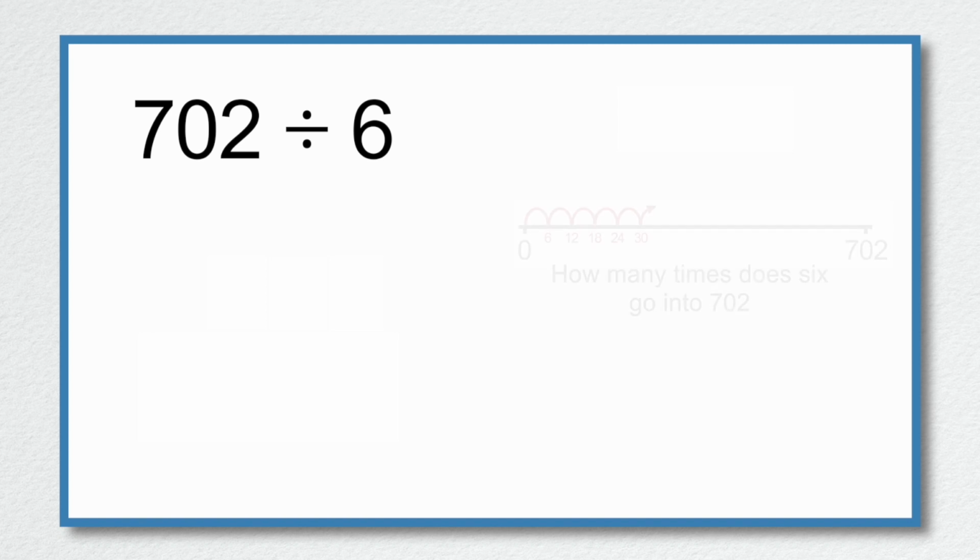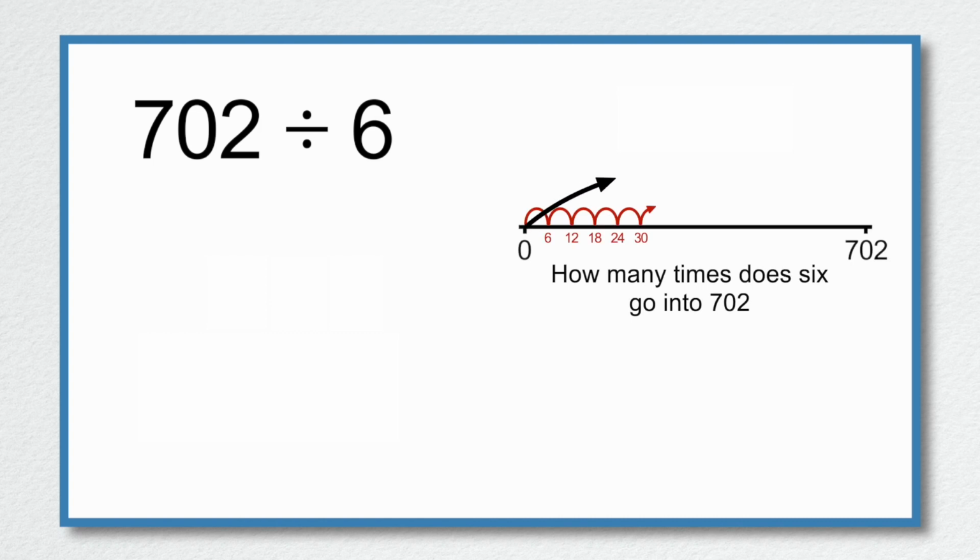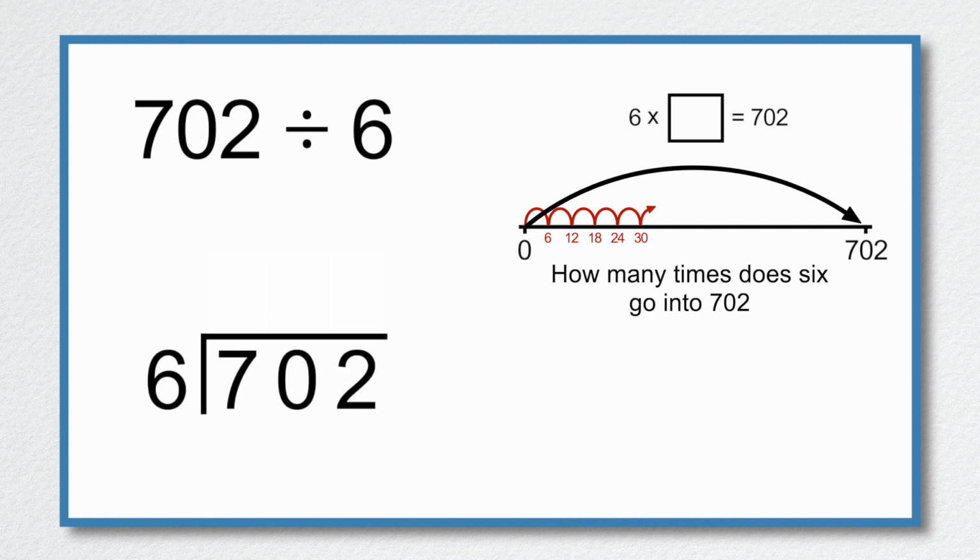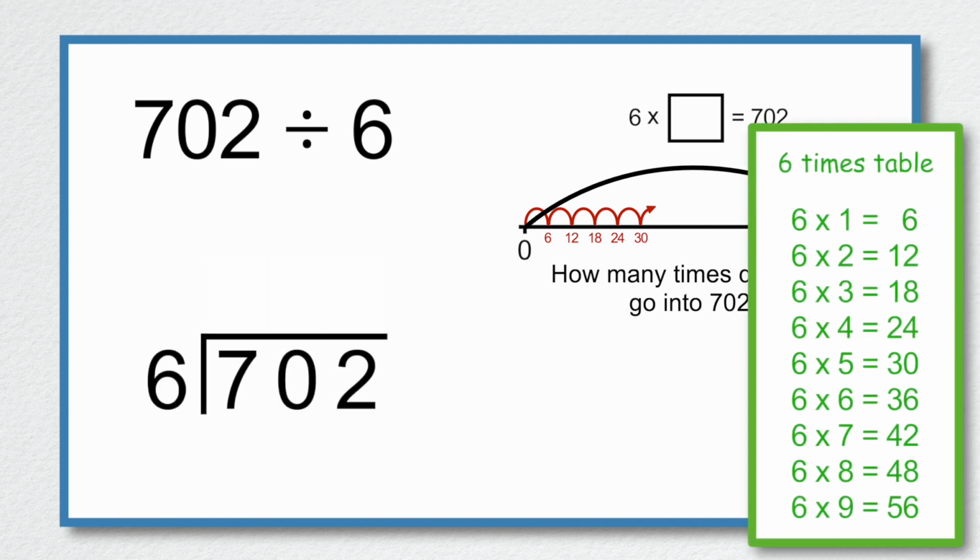So the question's asking, how many times does 6 go into 702? We set out the problem, and because we are dividing by 6, I need to be thinking about the 6 times table, or multiples of 6. Working from left to right. 7 divided by 6. Well, 6 goes into 7 one time, and there's a remainder of 1.